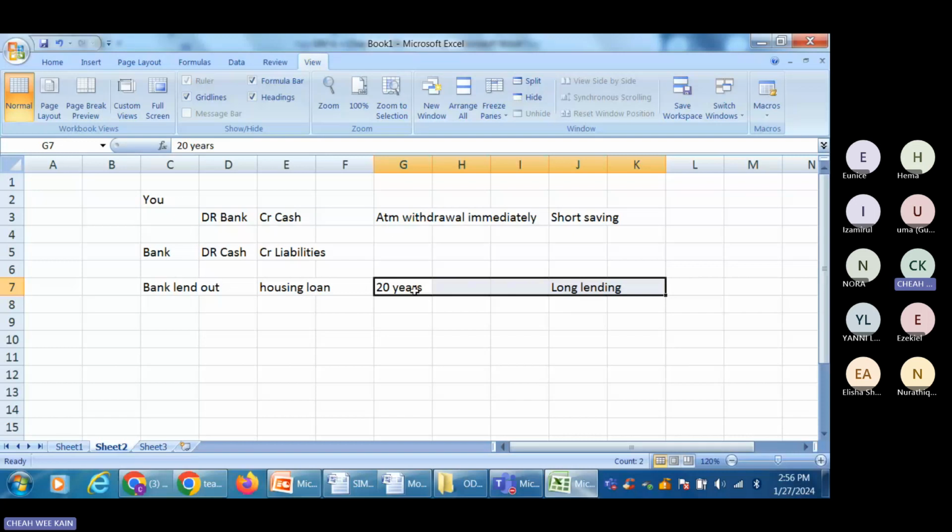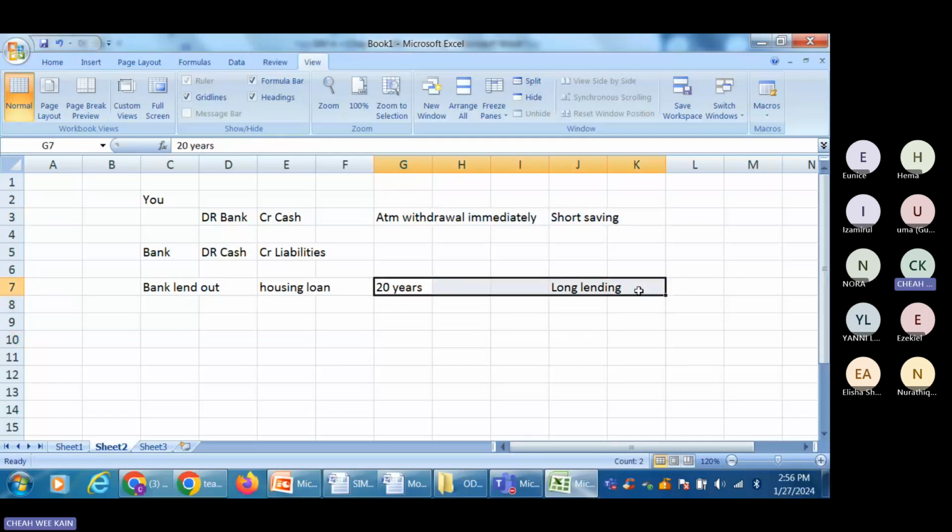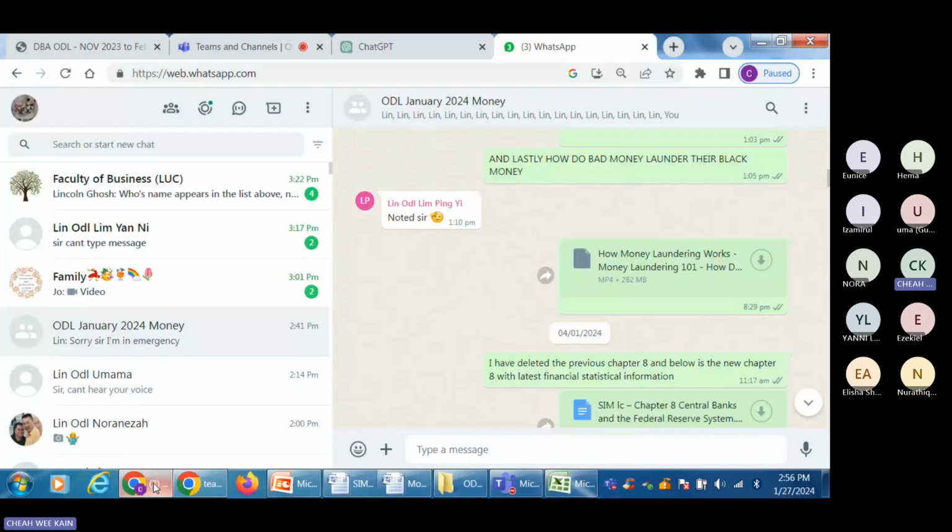So what does the bank do? They will borrow from other banks, or they borrow from Bank Negara to top up in case there's a bank run. Okay? Is that understood? Do you understand what I'm trying to say, Nora?